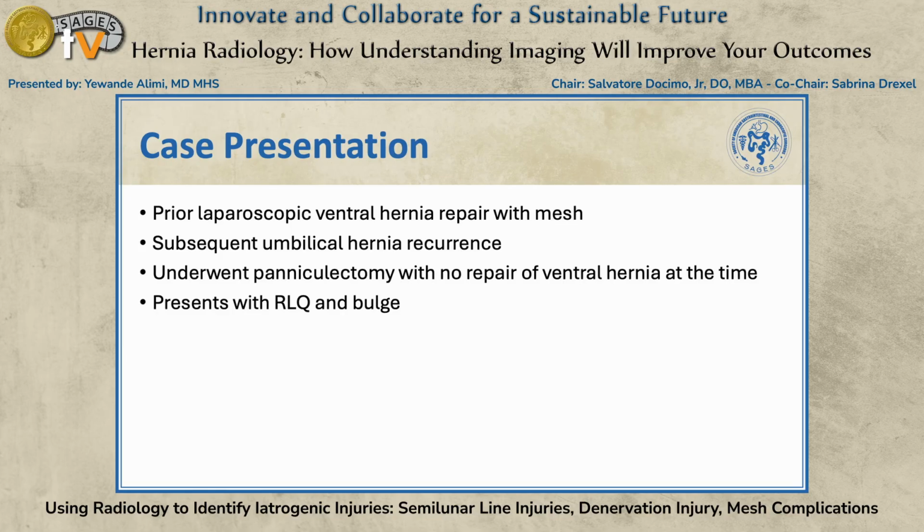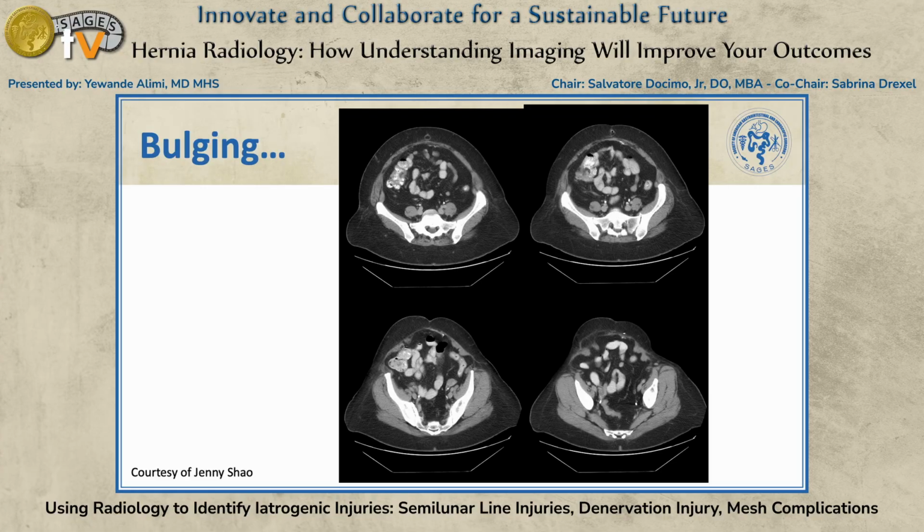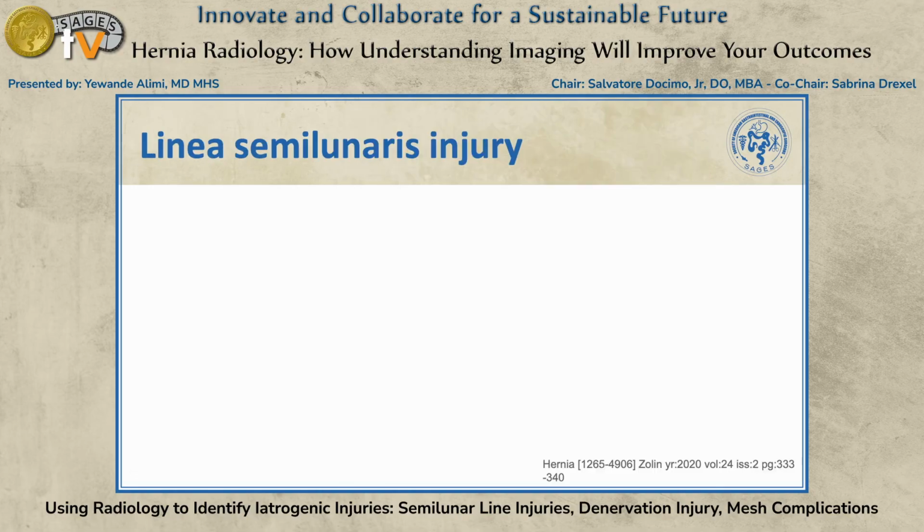Our final patient is a prior laparoscopic ventral hernia repair with mesh who had a subsequent umbilical hernia recurrence. She underwent a panniculectomy with no primary repair at the original panniculectomy operation, though it was noted that she likely had a hernia at that time. She presented with right lower quadrant pain and a bulge. As you can see on the CT scan, the patient has a pretty decent sized hernia there. And this is in the setting of the patient, 3 years prior when they had the panniculectomy, likely should have had that hernia repaired at that time.